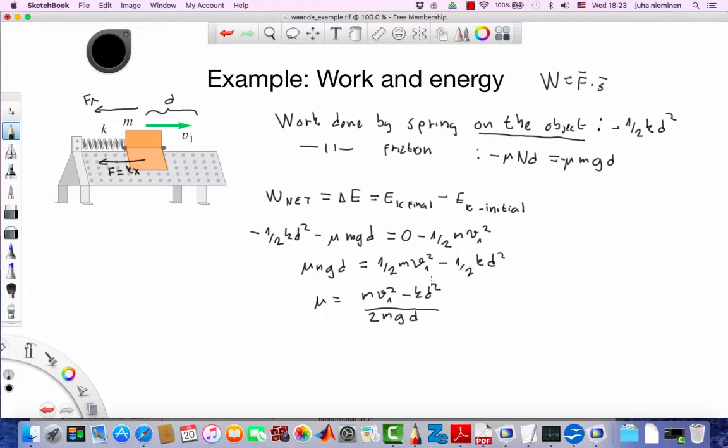A few sanity checks. Let's say we increase the stiffness of the spring, so k increases, which brings the value of the mu down, and that makes sense because with a stiffer spring we need less friction to bring the object to rest. And on the contrary, if we have a higher velocity to start with, so v1 squared increases, that leads to the increase of friction because we need more friction to bring it to halt in the same distance.